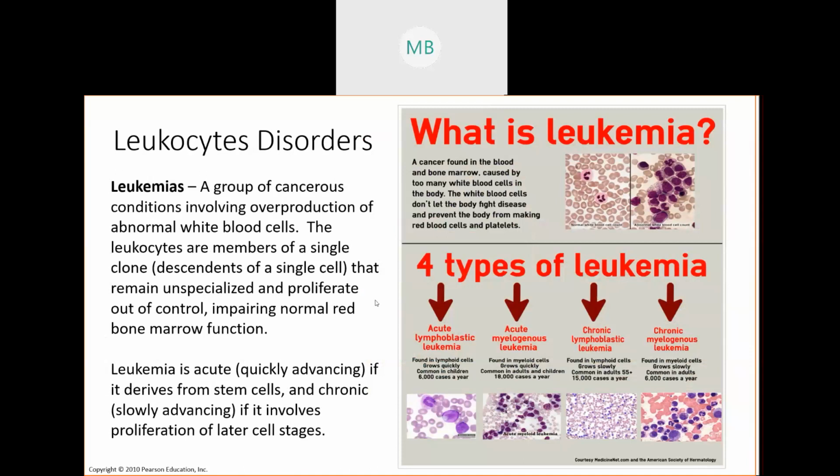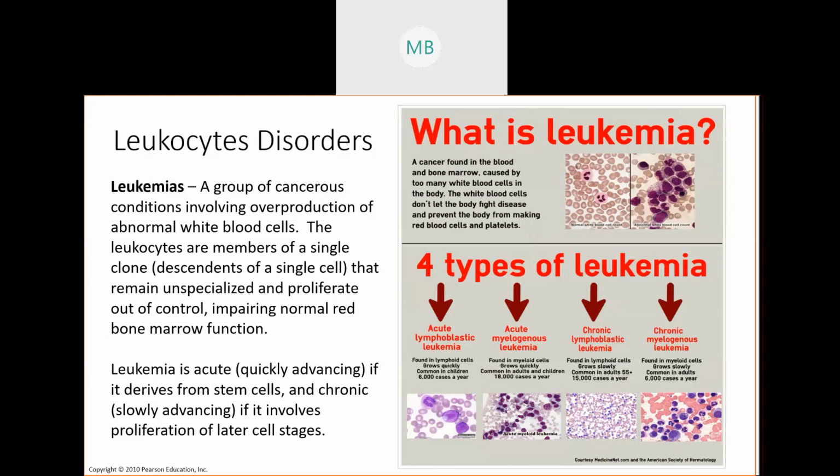Unfortunately, though, sometimes your leukocytes themselves are sick. Leukemia: emia meaning of the blood, leuk meaning your white blood cells, because leuk means white. Leukemias are a group of cancerous conditions that involve the overproduction or abnormal production of abnormal white blood cells that cannot do their job. So the leukocytes are members of a single clone, meaning they are descended from a single parent cell.